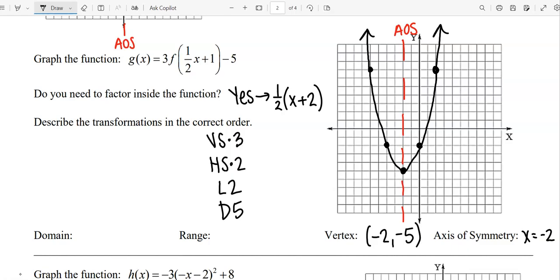What's my domain? Yes, all real numbers. You can also say negative infinity to infinity. I'm going to start using interval notation more often than not. What's the lowest y you can be in your range? -5. What's the highest? Infinity. I can't include infinity, so it gets a parentheses. What about -5? Yes, bracket, because I have a vertex at -5.